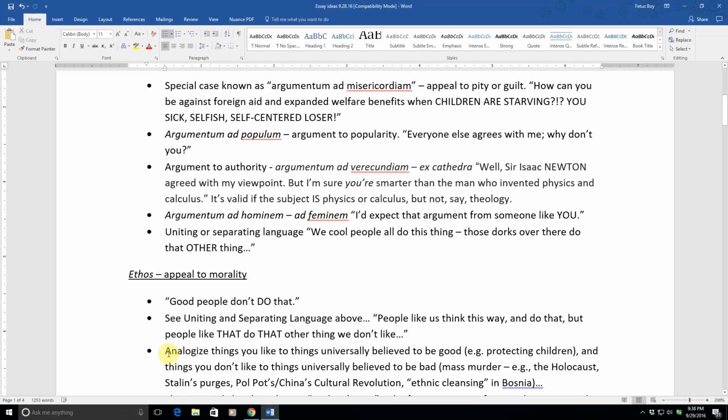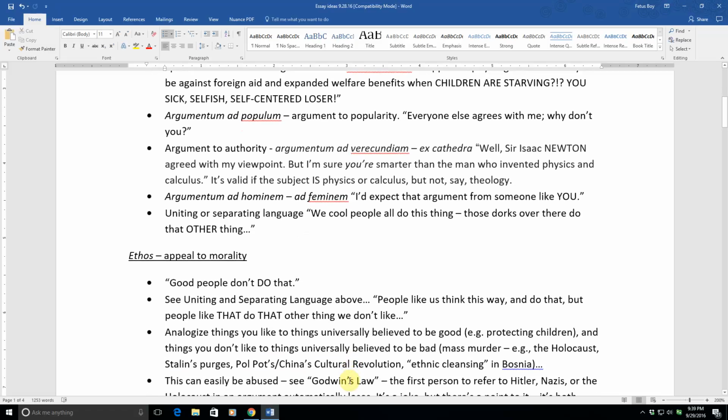And you can take things you don't like and compare them to things universally believed to be bad. Same argument. You know who else liked censorship? Hitler, Pol Pot, Stalin. Oh, I see. And you say it's for protecting the children. I wonder where we've heard that before. Oh, everyone who's ever wanted censorship, like Stalin and Pol Pot and Hitler. So again, you can compare anything to Stalin's purges, Pol Pot's or China's Cultural Revolution, ethnic cleansing in Bosnia.